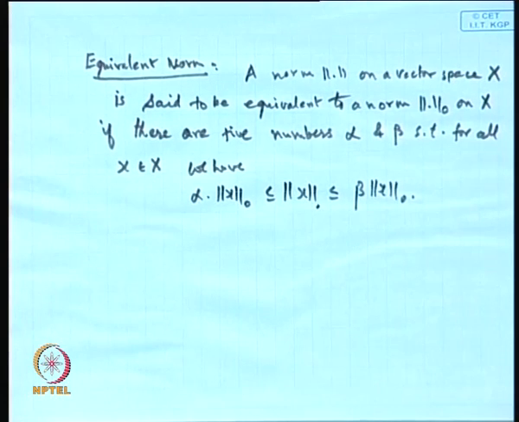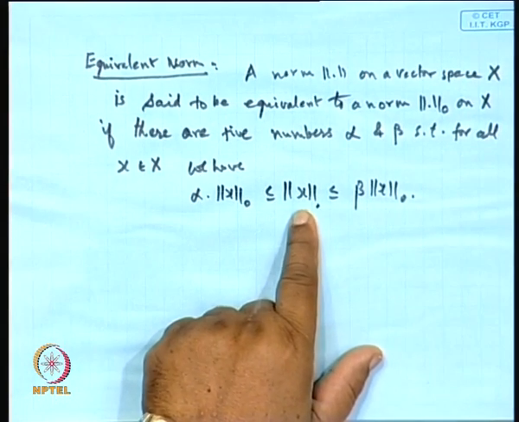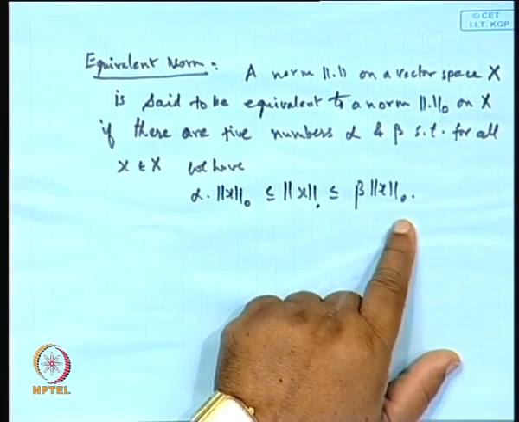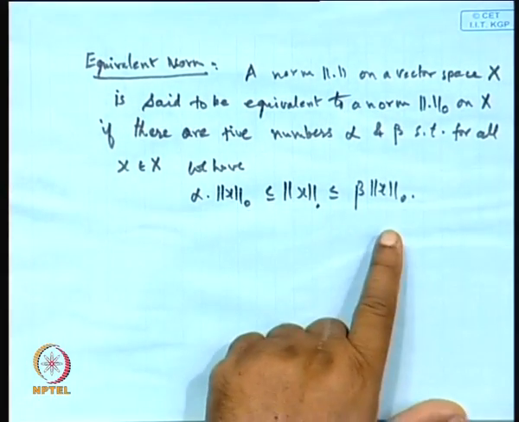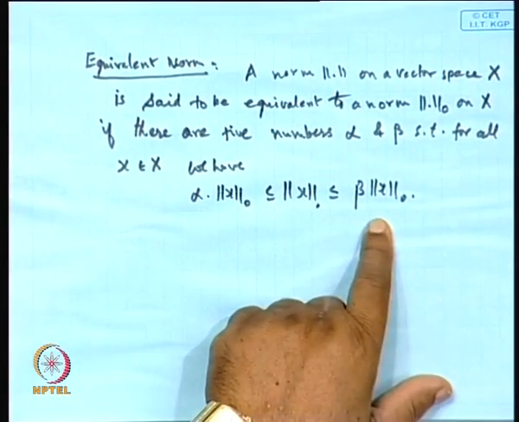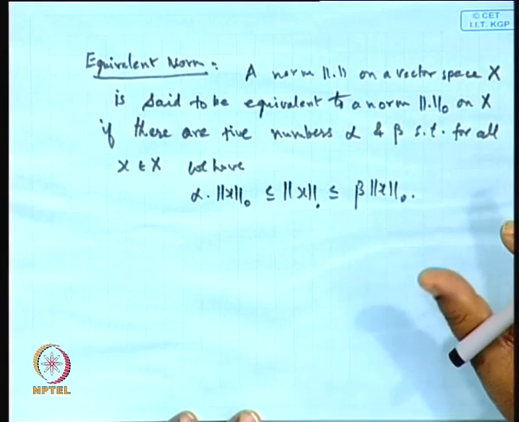For example, let us take the examples here. How can it be between these two? Yes, alpha and beta. If there are two norms, find the value of an arbitrary x in one norm, and then find the value of the same x in the other norm. If this condition is verified, that is, norm x lies between these two with suitable alpha and beta, then we say both the norms are equivalent norms.